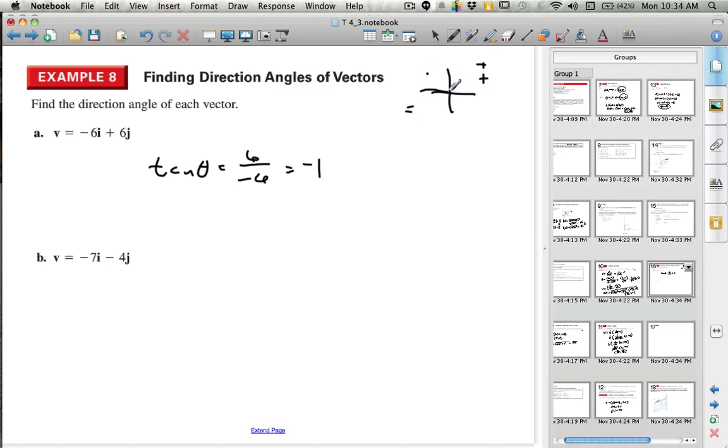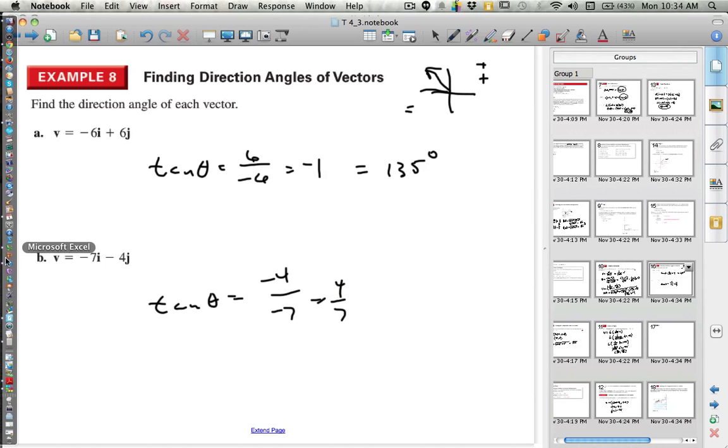So up here would be where it would be negative. So that would be 90 degrees plus 45 degrees is 135 degrees. If we're working with this one here, we'll have tangent of theta is equal to -4 over -7. That's 4/7.